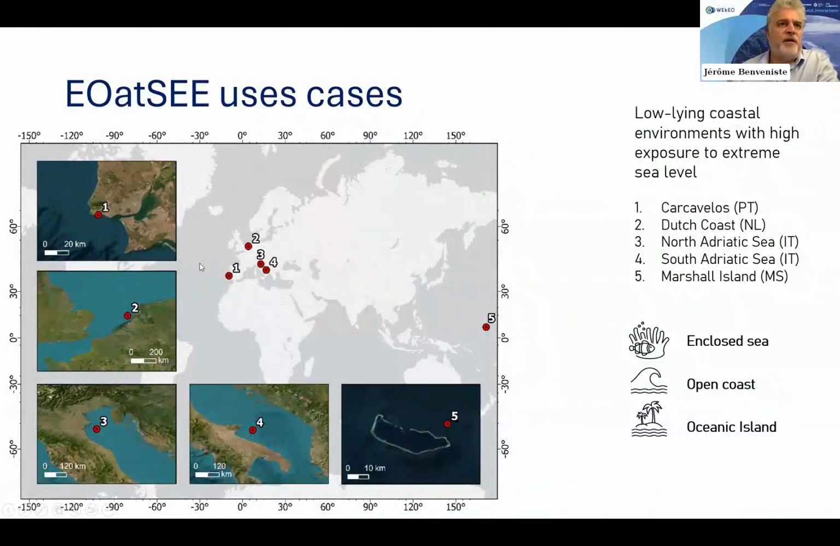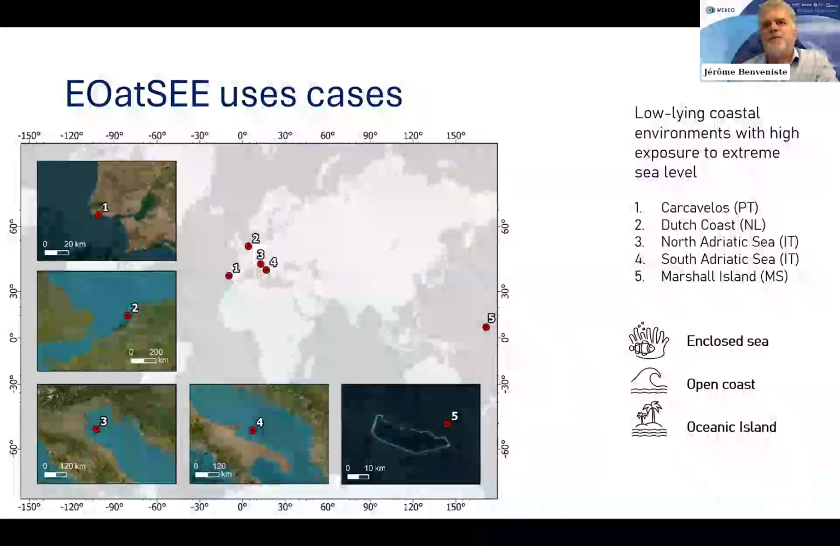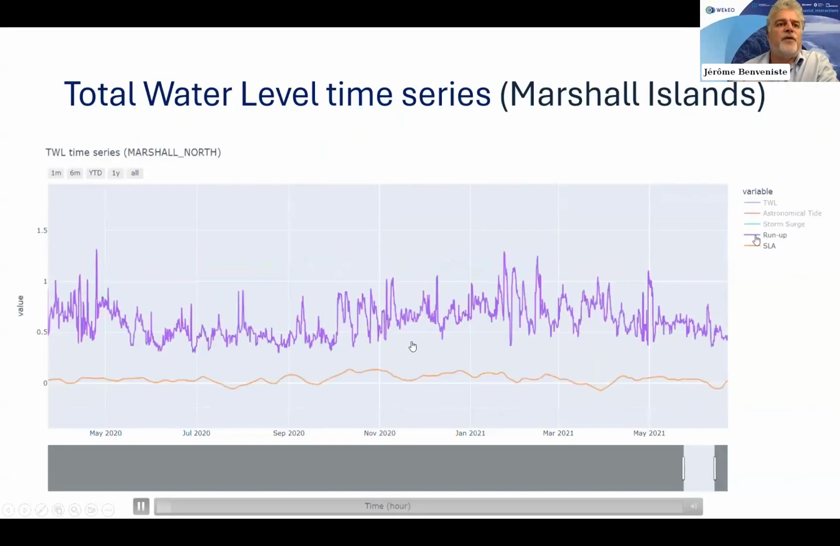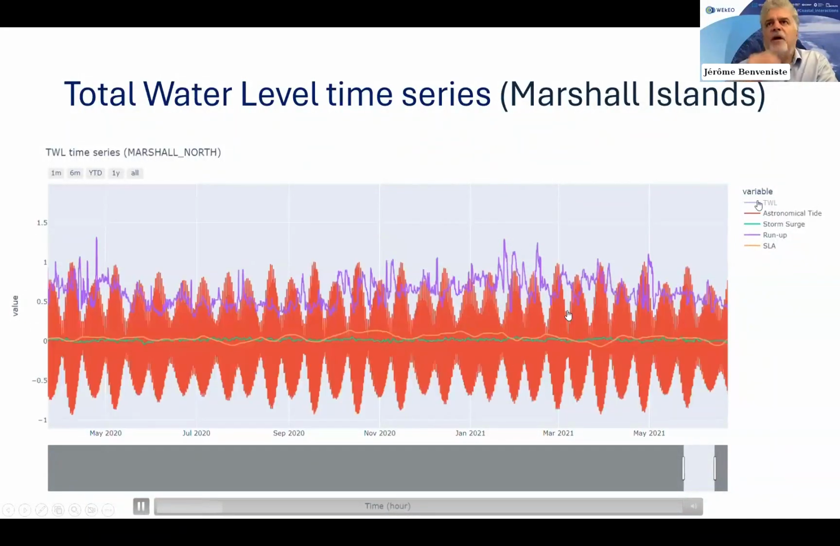So the use cases I told you about are basically low-lying coastal environments with high exposure time. And this covers the enclosed sea, the open coast, and the oceanic islands. And so this is an animation: here you see the run-up, and in purple, you see the storm surge, the sea level anomaly.